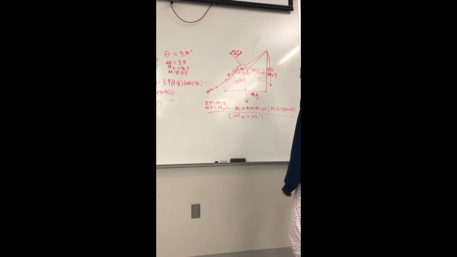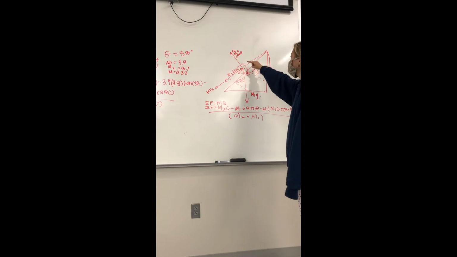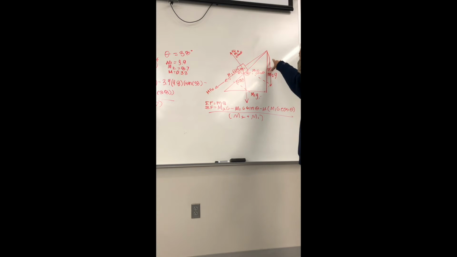So first off, I drew my triangle. That's what was given to me. I drew mass 2, gravity, mass 1, gravity, and for this one it just goes downward, for this one it also goes downward, but on the opposite side of the triangle.